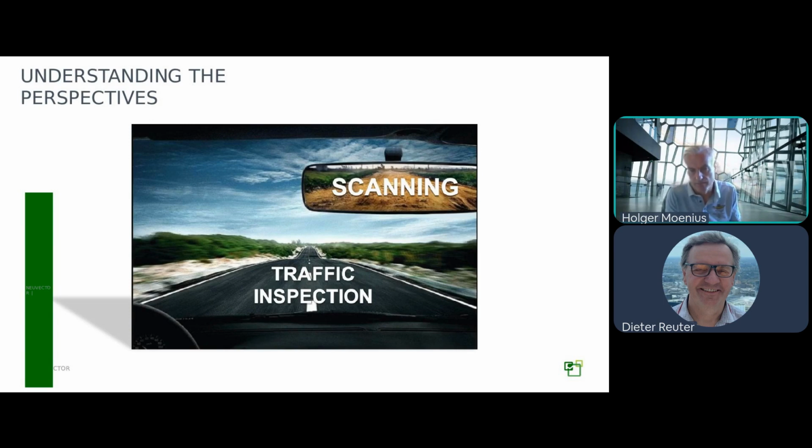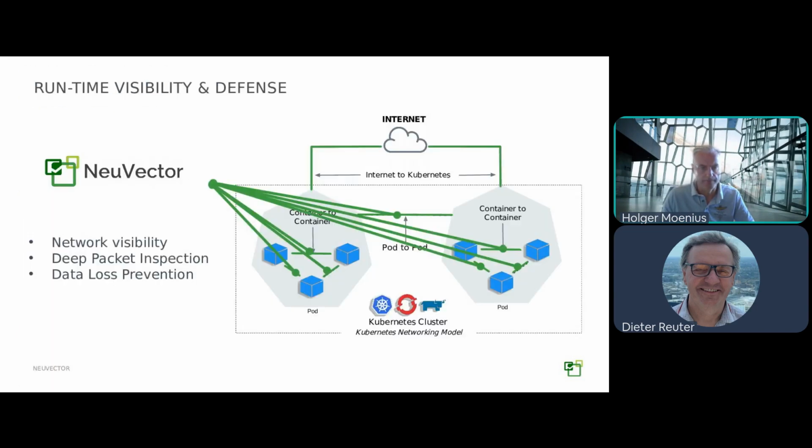And the difference with real-time traffic inspection is that you see every single action that can happen in real time, and you can act on it. And that is what you are able to do with NeuVector inside the container infrastructure. That's why I would like to explain in a bit more detail.